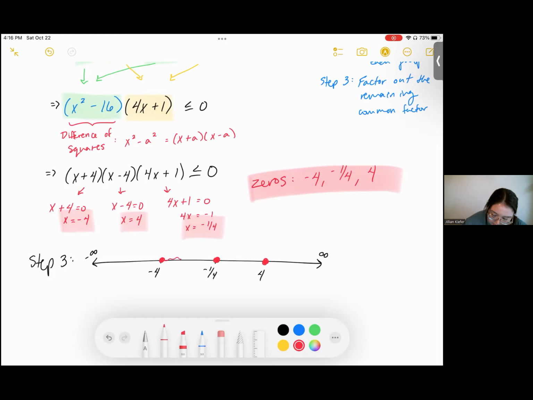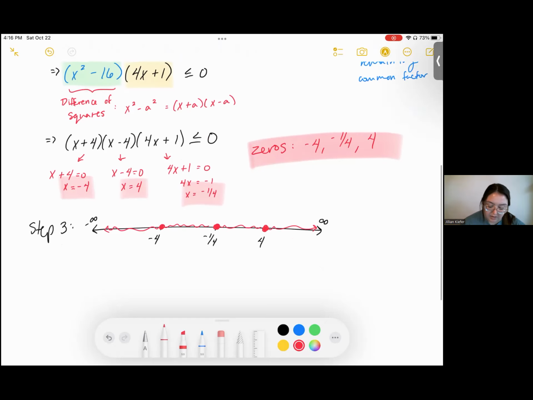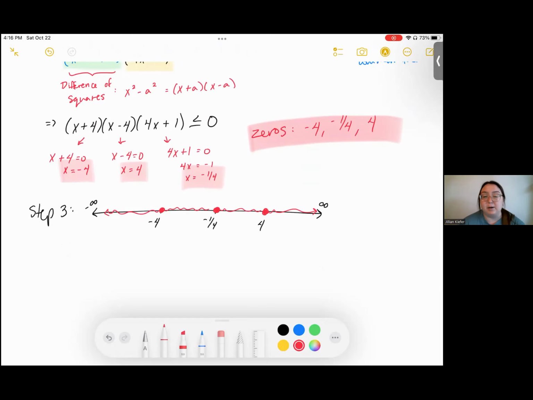So our function exists everywhere in here. Technically, our function exists everywhere, but the intervals will be based on the intervals that were created by separating the zeros. So it's not quite a domain because we don't necessarily need to know where our function doesn't exist. Our function exists everywhere because it's a polynomial, but we're just separating it by its zeros.